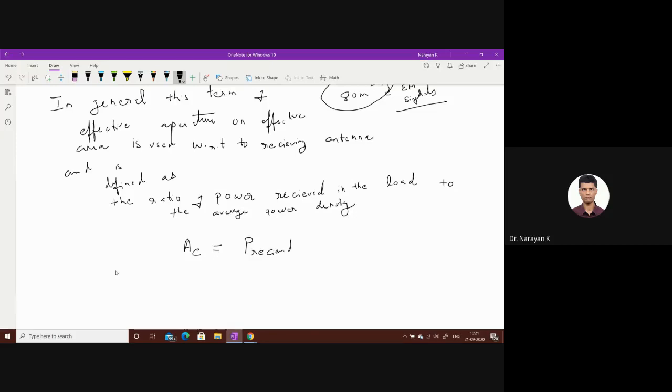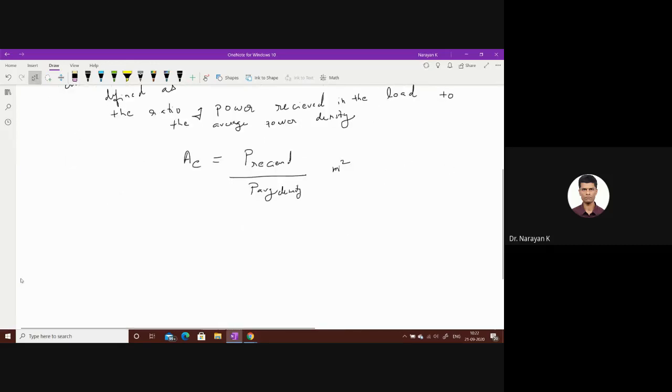divided by average power density, this much in meter square. This is your effective area. Continue.